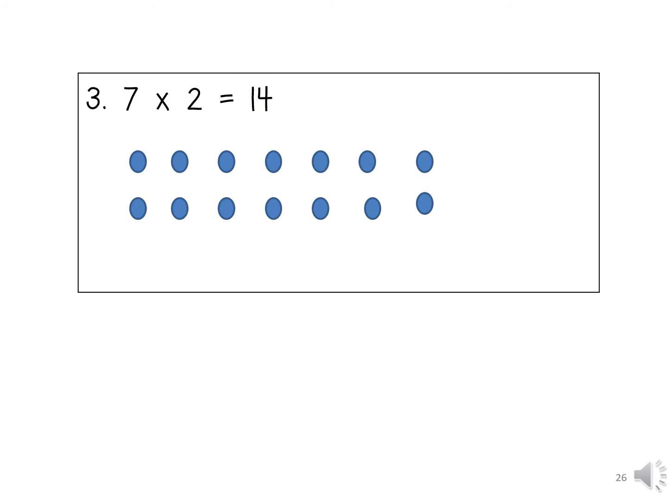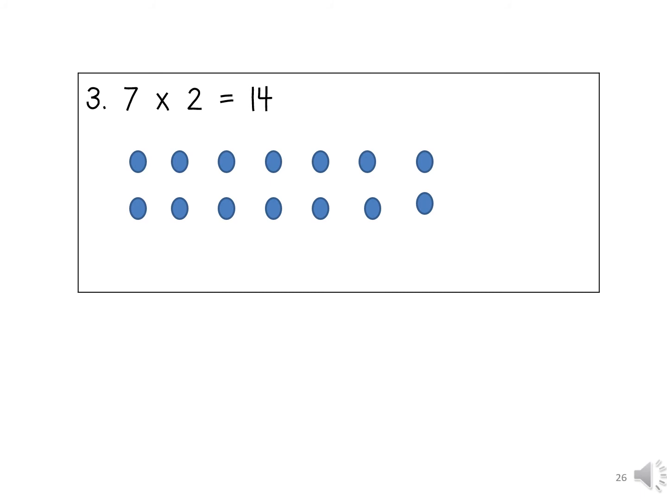7 times 2. So here, boys and girls, in this block, you can see that I have done my workings. Let's go through it. So I have drawn 7 circles 2 times. Let's count it. 1, 2, 3, 4, 5, 6, 7. And then I drew another set of 7 circles. 1, 2, 3, 4, 5, 6, 7.